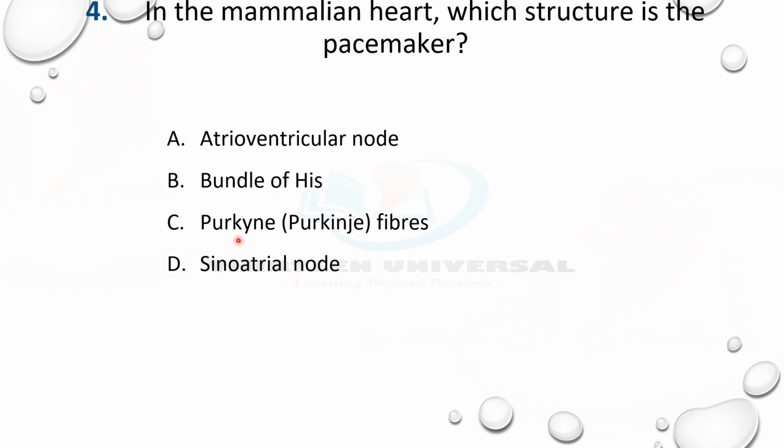So Purkinje tissue, of course, carries impulse from the AVN to the base of the heart, while the sinoatrial node is the pacemaker, the one that generates and sends out waves of excitation. It is found in the right atrium. So it's called a pacemaker because it generates and sends out waves of excitation. All right, so the answer is SAN.